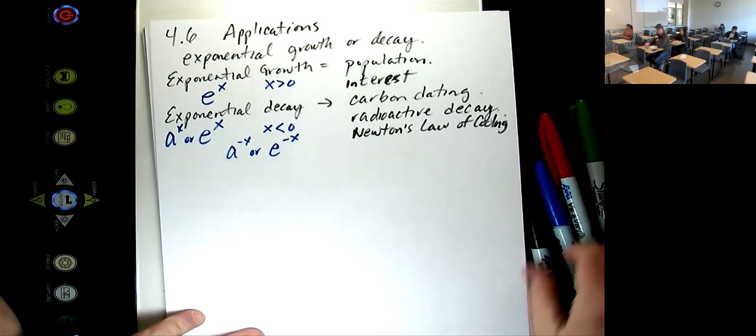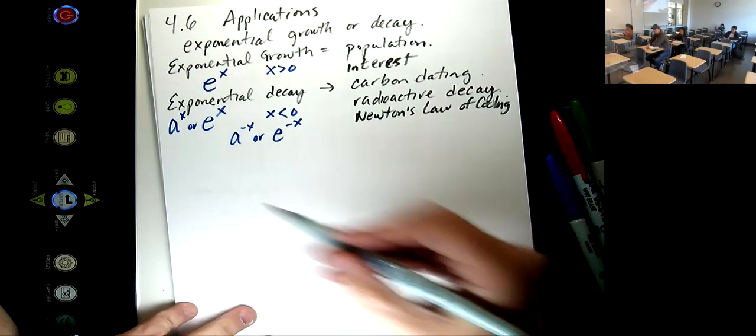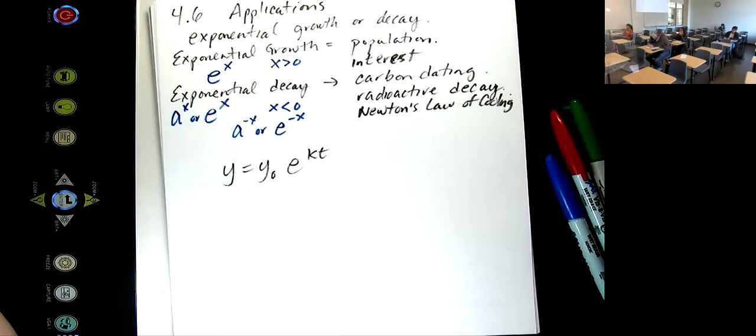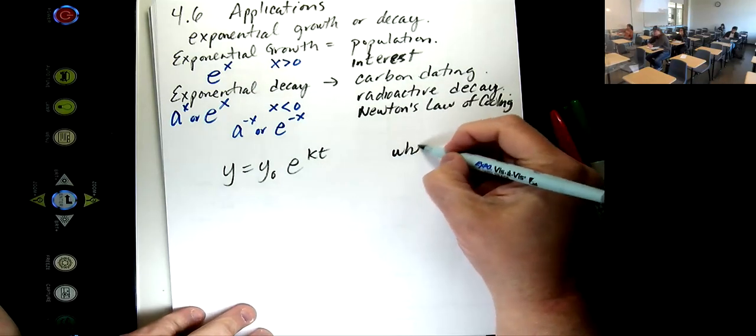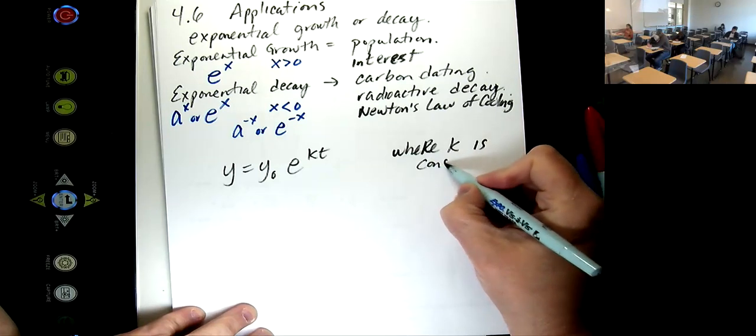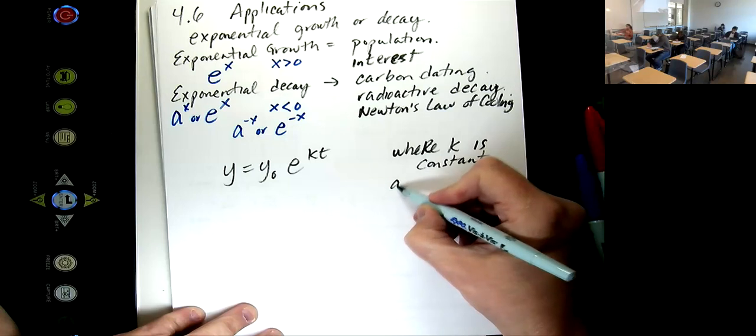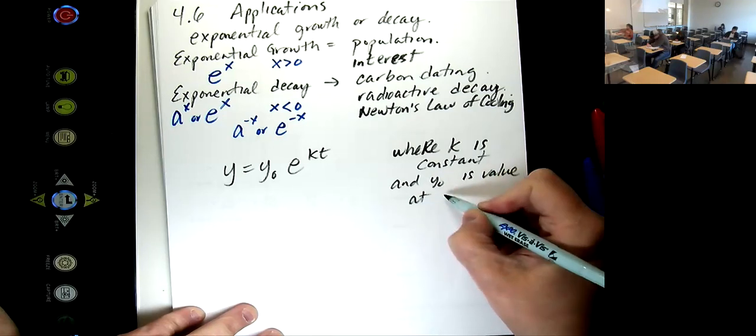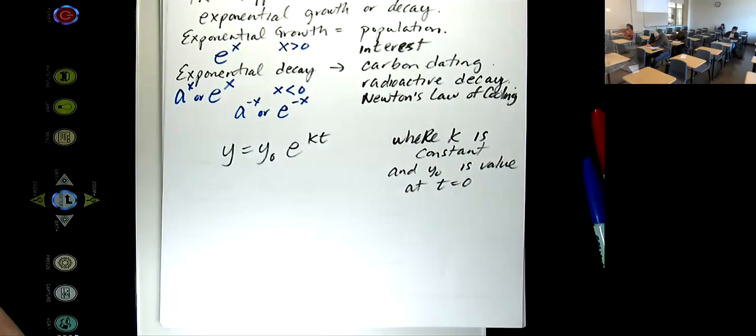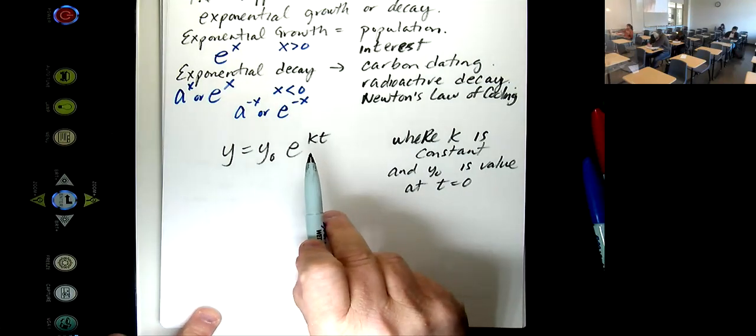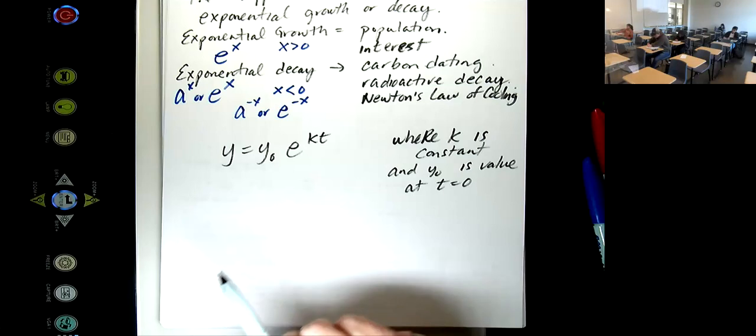The most basic form of it doesn't show you one way or the other what it is. It's y equals y naught e to the kt, where k is a constant, and y naught is the value at t equals 0. In fact, that's why they call it y naught, because if we plug in 0 for t, we have e to the 0, and anything to the 0 power is 1.